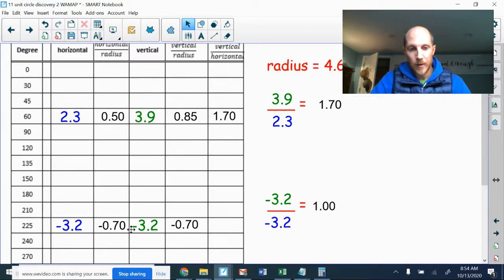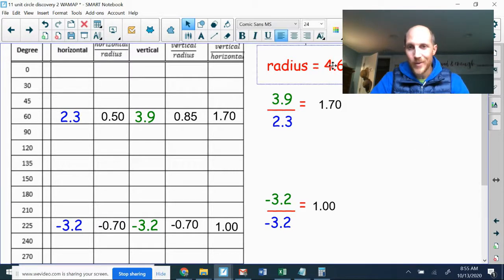And my final example here, the 225 degrees, so take my vertical, this green, negative 3.2, divided by my horizontal, which was also a negative 3.2. I divide that and got 1.00. You're still going to enter that to 2 decimal places, and it's going to go right here in the vertical divided by horizontal. Okay, so you're going to use your own measurements. Don't use mine. That's not going to work. And make sure that you have your radius measured accurately and entered into the WAMAP accurately before you move on to do anything else.